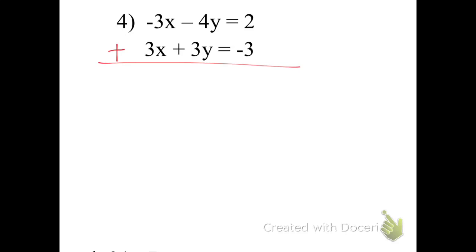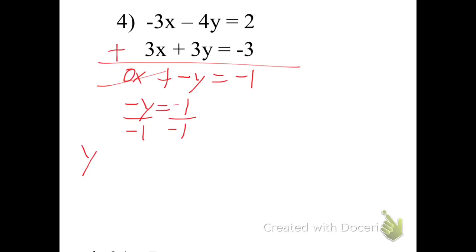And starting on the left, I have 0x, that's just 0. And I got -4y plus 3y, that's -y. And on the right side, 2 plus -3, that's the same thing as 2 minus 3, so I'm at -1. So this 0x stuff's gone. I'm really looking at -y equals -1. Well, if you don't know what y is, you can divide by -1 to get y is 1, because -1 divided by -1 is 1.